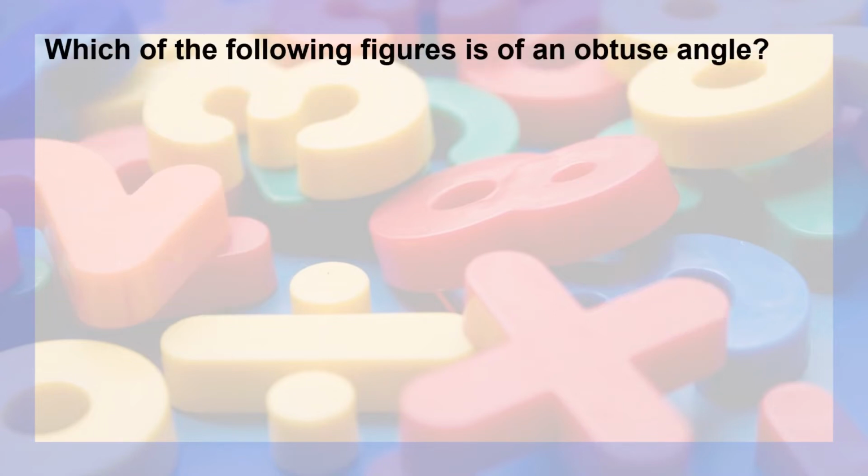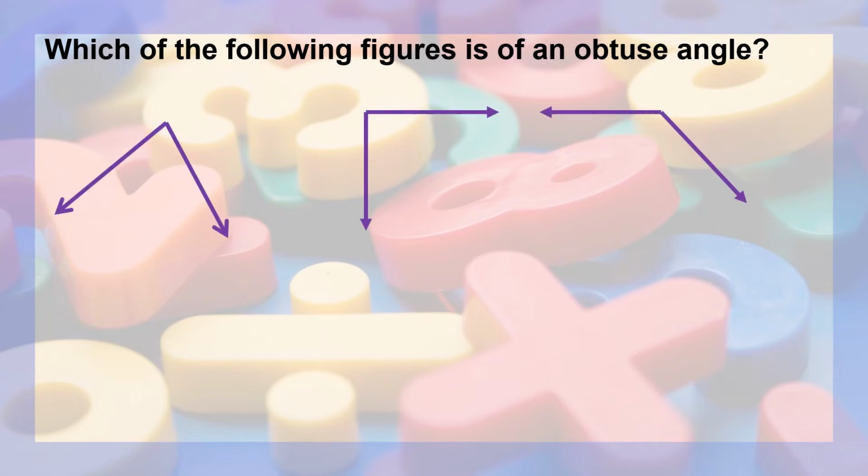Which of the following figures is of an obtuse angle? Here you have 3 figures given to you. First one, second and third. You have to tell me which one is an obtuse angle. Obtuse angle means more than 90 degrees. So the first angle seems to be smaller than 90 degrees. The second one seems to be 90 degrees. And the third one is greater than 90 degrees. So option number 3. You can circle option number 3 as the correct option.